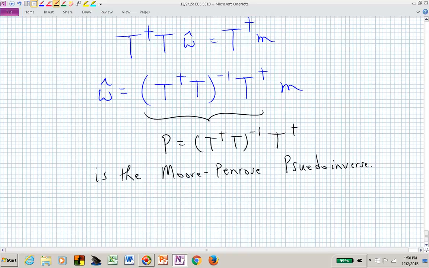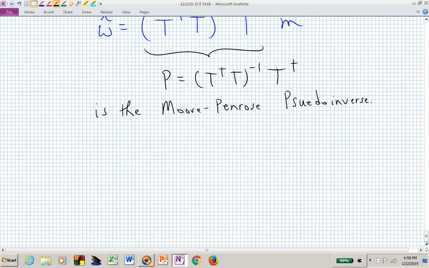Okay, and let's now just make some comments or write down some observations relative to this pseudo-inverse. One is the elephant in the room that I've been talking about. Suppose T dagger T is not invertible.